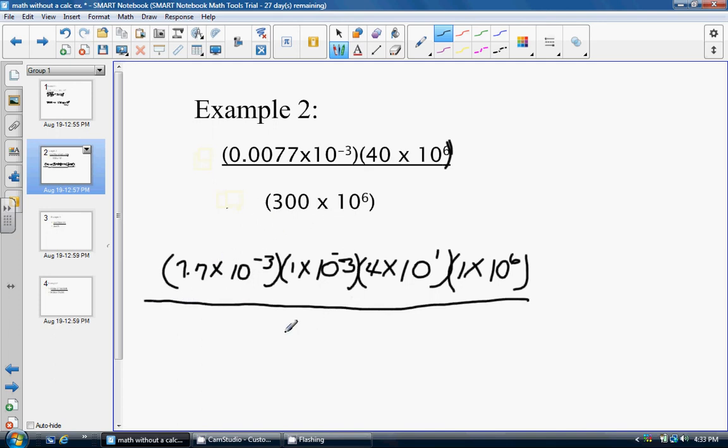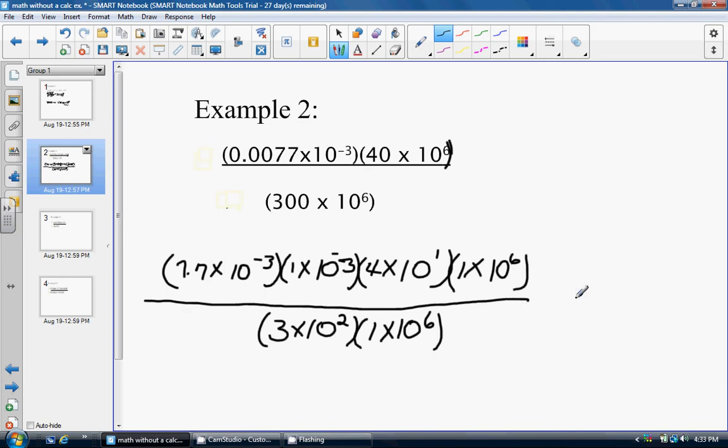I'm going to do the same thing with the bottom. I don't want to divide something by 300 without a calculator. I want to divide it by 3. So I have 3 times 10 to the 2. I move the decimal from here 2 places to the left, so that's +2. Put in my parentheses. It originally had a 10 to the 6, so that becomes 1 times 10 to the 6.